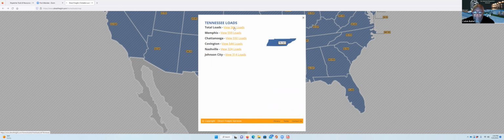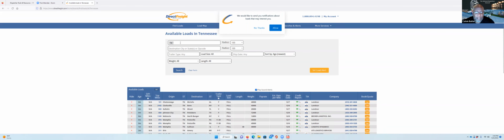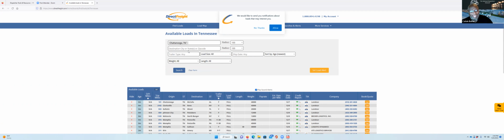Right? So you can come in here and look for all the loads in Tennessee, and you find out exactly where he is in Tennessee. He might have said, I'm in Chattanooga. So you come in here and look for Chattanooga, Tennessee. I'm seeing Chattanooga everything, but it's not Chattanooga, Tennessee. Chattanooga, Georgia. Chattanooga Hills, Chattanooga, Florida. There it is, Chattanooga, Tennessee.